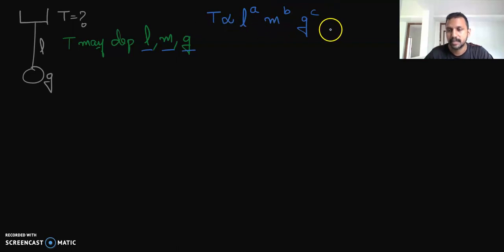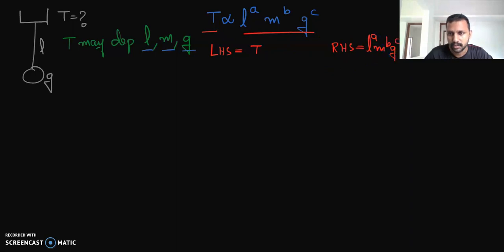This is the first step that we have to do in deriving an equation by dimensional formula. Now this is an equation. If this is an equation, it has an LHS and an RHS. What is the LHS, that is, the left hand side of this particular equation? It is T. Clear? What is the RHS? For this equation, the RHS is L raised to A, M raised to B, G raised to C.